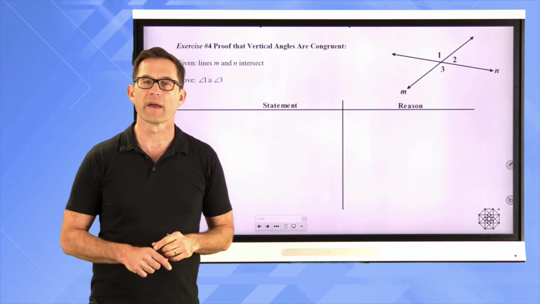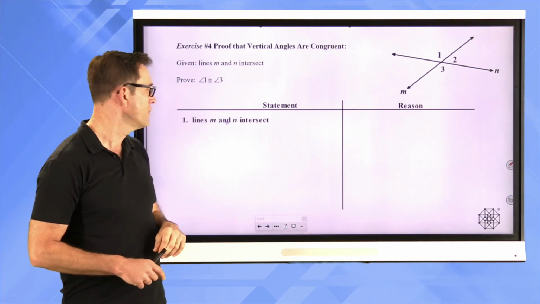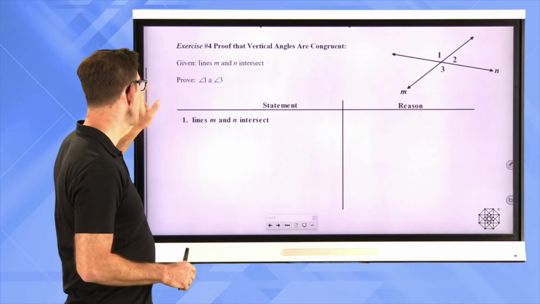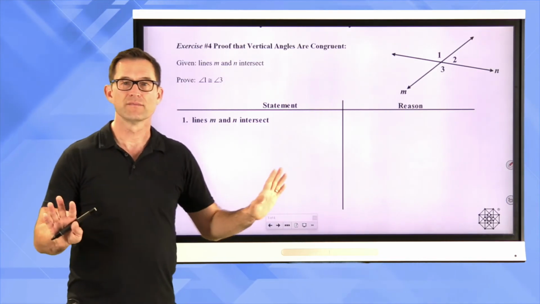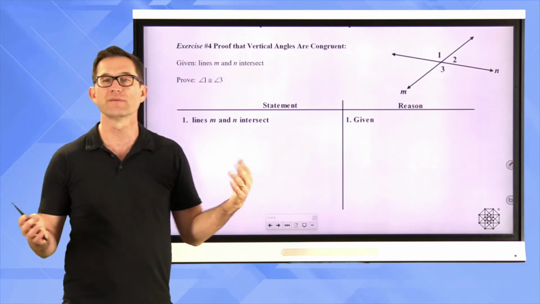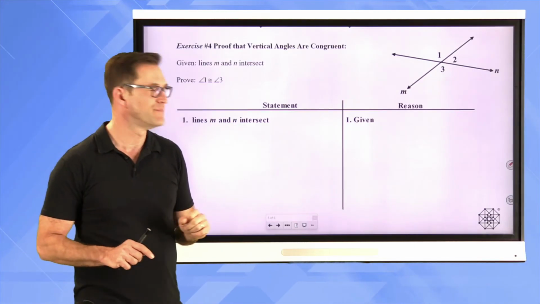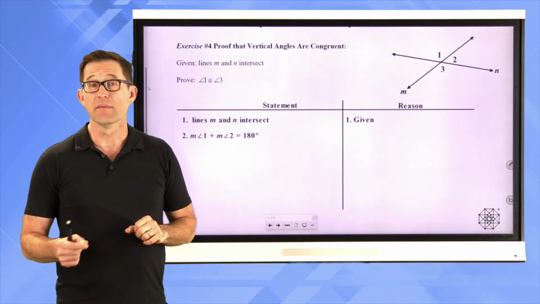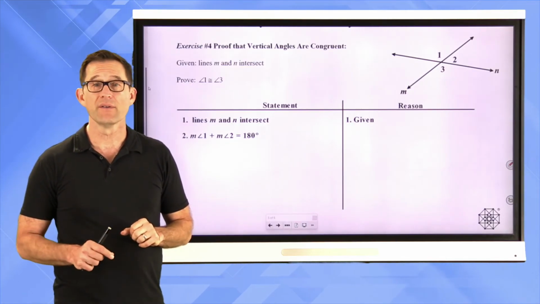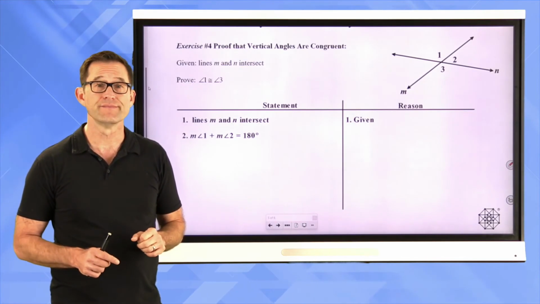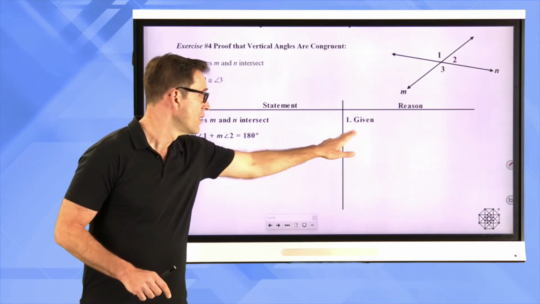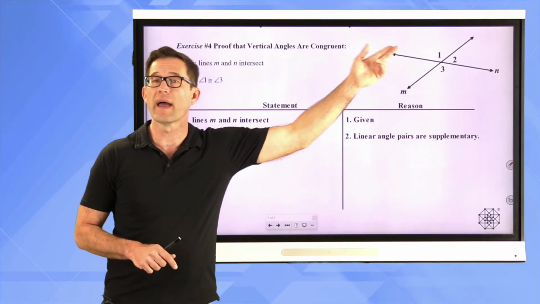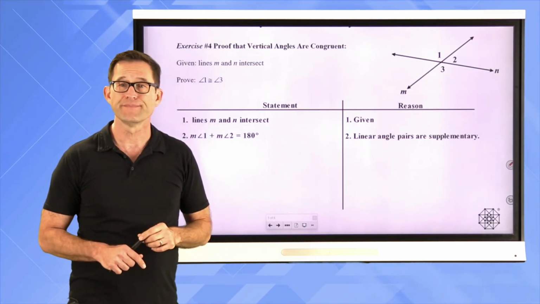Well, let's take a look at what I can do. Right away, we're just going to put our givens down, right? Lines M and N intersect. Excellent. The reason, of course, is given. No problem. Now, what can I say based on that? Well, I can say that the measure of angle 1 plus the measure of angle 2 is 180 degrees. Why can I say that? Well, because linear angle pairs are supplementary, right? Angle 1 and angle 2 are a linear angle pair.